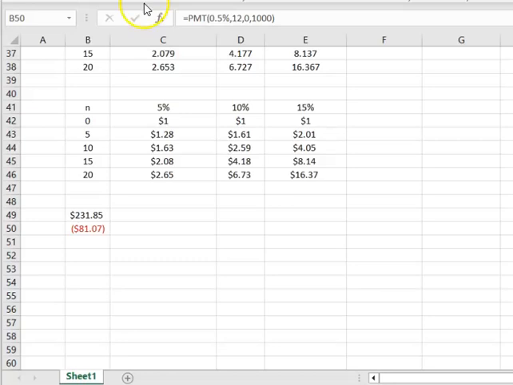Here you can see the answer. Since we are after payments, the formula we put here is equal PMT, payment. And let's have the help from Excel. The rate is 0.5%. The number of periods is 12. We don't have any PV here.